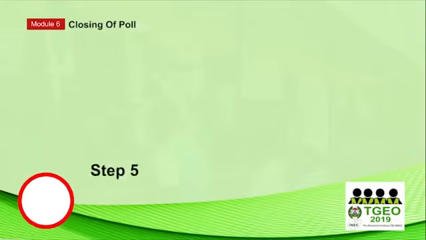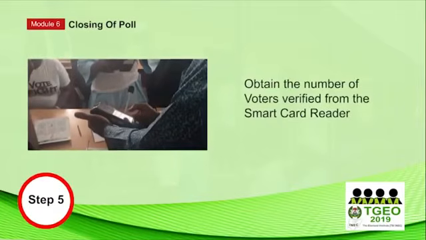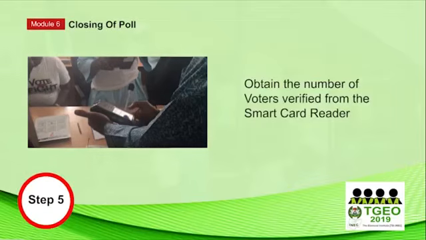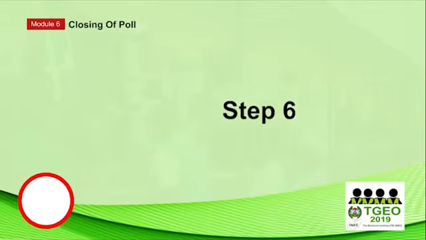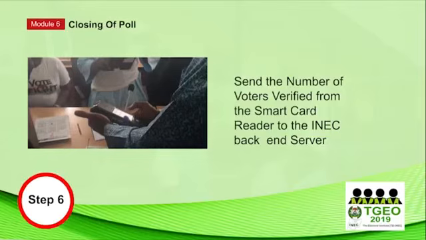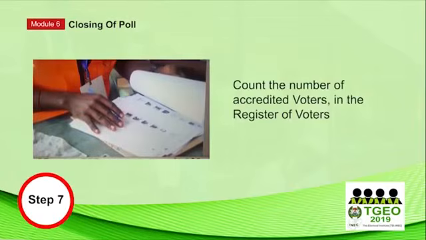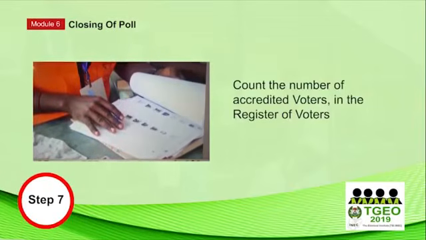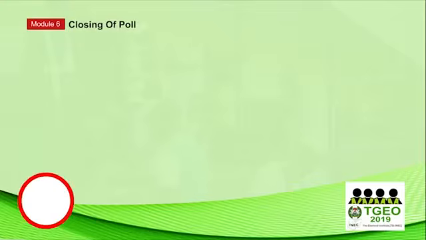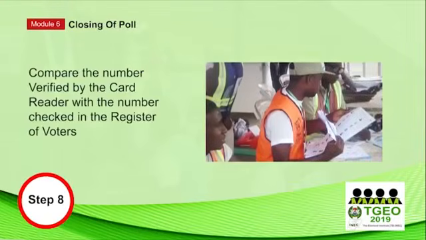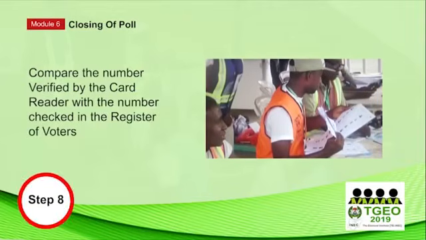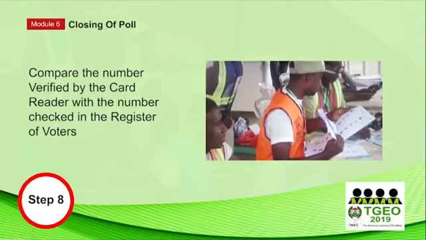Step 5. Obtain the number of voters verified from the smart card reader. Step 6. Send the number of voters verified from the smart card reader to INEC back-end server. Step 7. Count the number of accredited voters in the register of voters. Step 8. Compare the number verified by the card reader with the number checked in the register of voters.